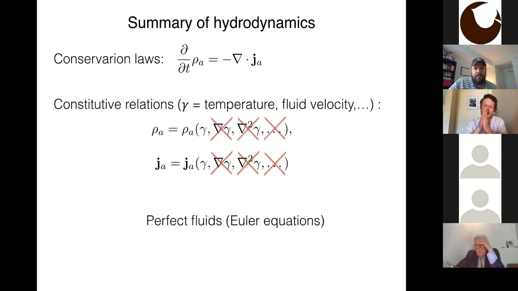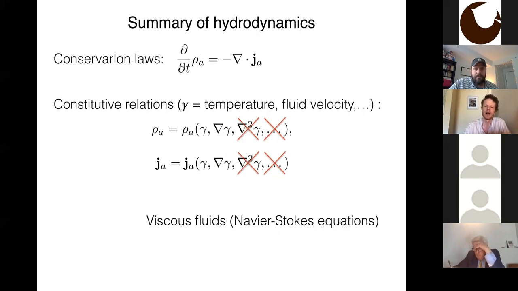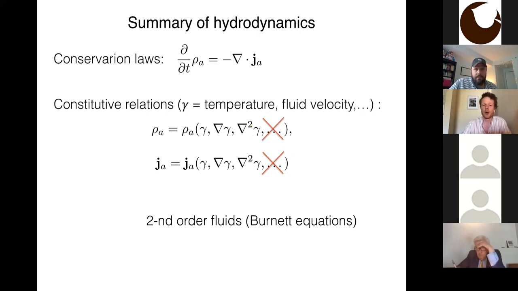All right, so here is a summary of hydrodynamics. Conservation laws, constitutive relations, and of course in physics, we try to simplify things as much as possible. And the first simplification that you do is you take all the terms that have derivatives of your useful quantities, and you just by hand throw away all the terms that have those derivatives. If you just do this, you get what you call, quote unquote, perfect fluids. So the corresponding equations are called the Euler equations of hydrodynamics. If you, by hand, throw away all the things that have 2 and more derivatives, you get what is called viscous fluids. And the corresponding equations are called the Navier-Stokes equations of hydrodynamics. And again, if you by hand throw away all the things that have 3 or more derivatives, you get what you call second-order fluids, so-called Burnett equations of hydrodynamics.